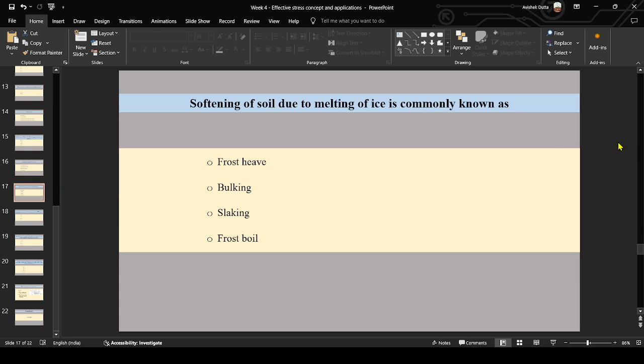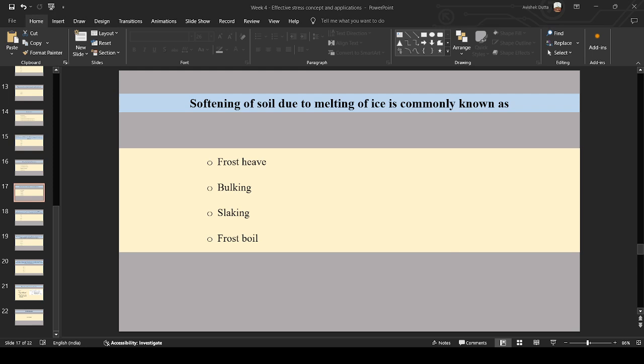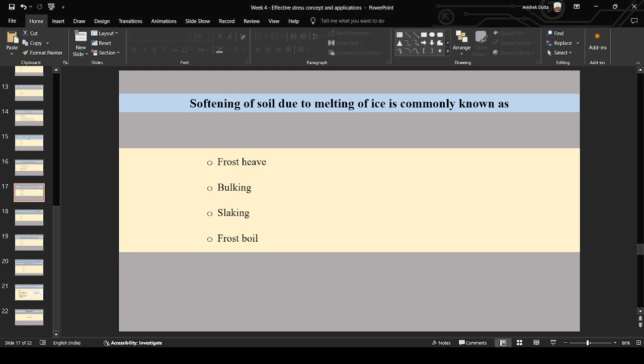Softening of soil due to melting of ice is commonly known as? The options are frost heave, bulking, slaking, or frost boil.